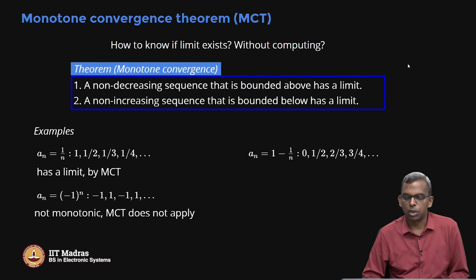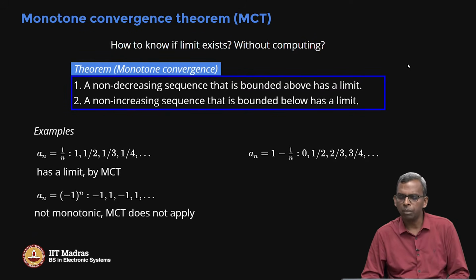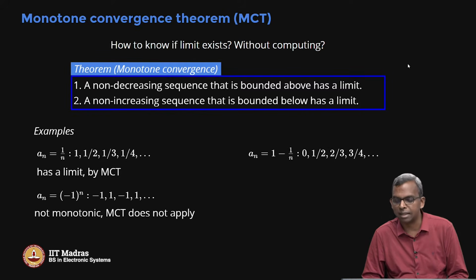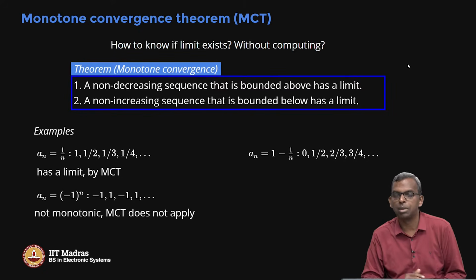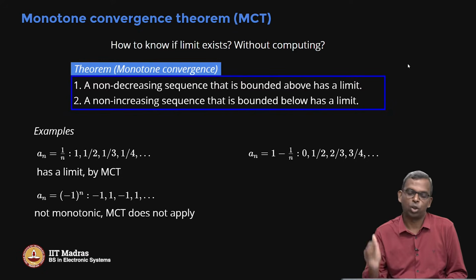So here's another sequence, 1 minus 1 by n. Here if you look at it, it starts at 0, and as n increases, this sequence is also increasing. So here is a monotonically increasing sequence. For every n, as n becomes higher and higher, here are a few examples shown here. You can make a plot also if you like.